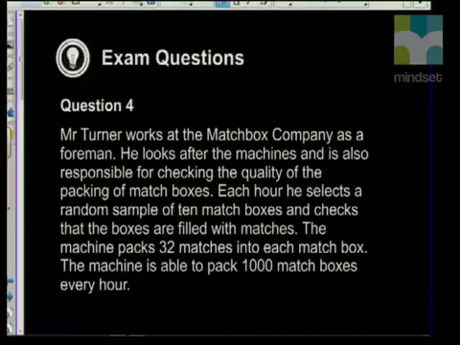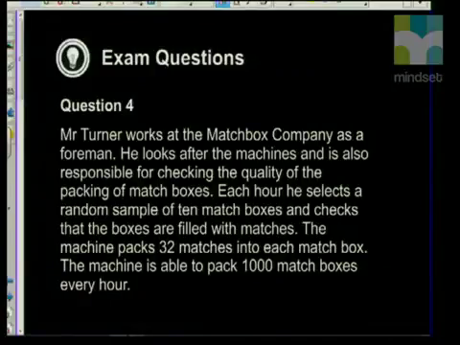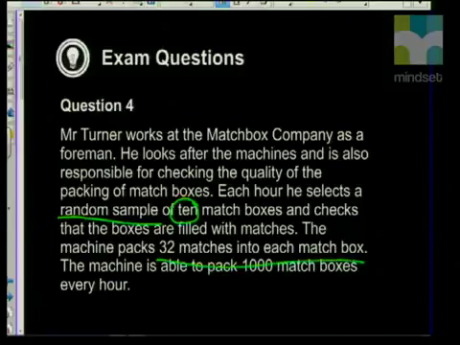Mr. Turner works at the Matchbox company as a foreman. He looks after the machines and is also responsible for checking the quality of the packing of matchboxes. Each hour he selects a random sample, so that's a keyword, random sample of 10 matchboxes, and checks that the boxes are filled with matches. The machine packs 32 matches into each matchbox, and the machine is able to pack 1,000 matchboxes every hour. Okay, so there's lots of information there. Let's see what the questions have to offer.